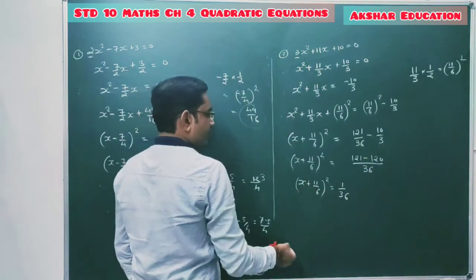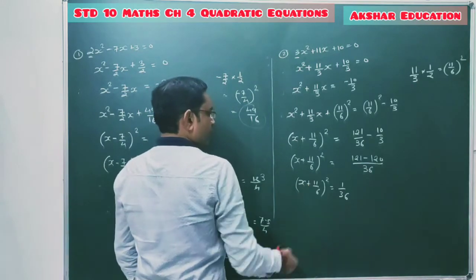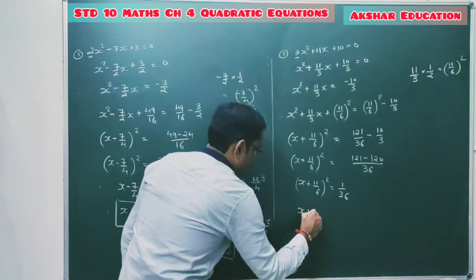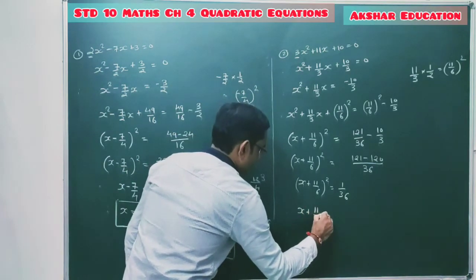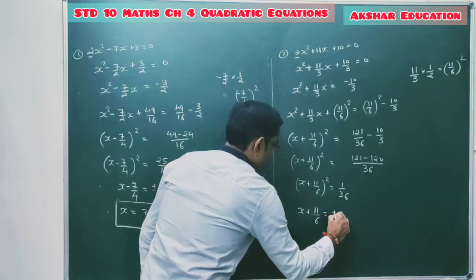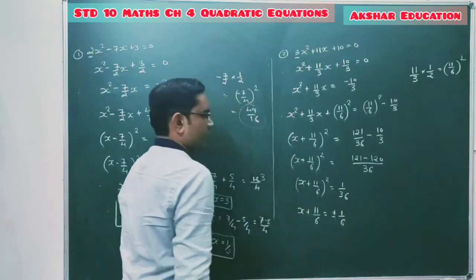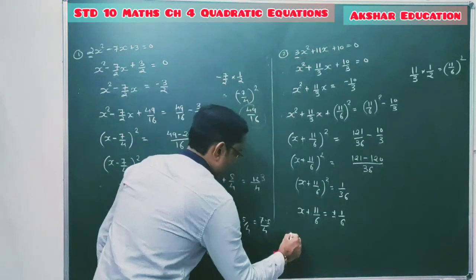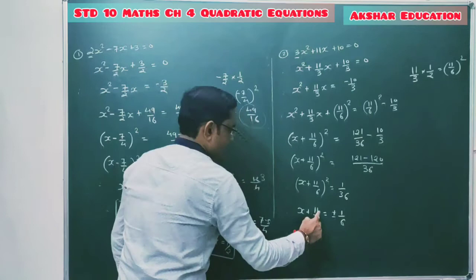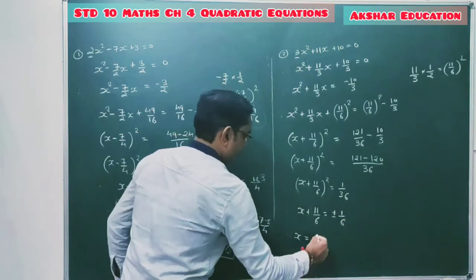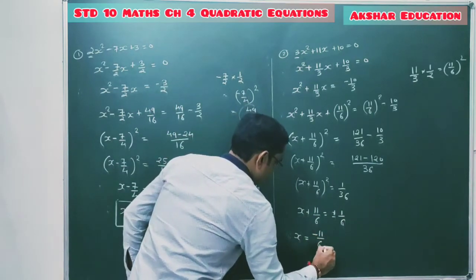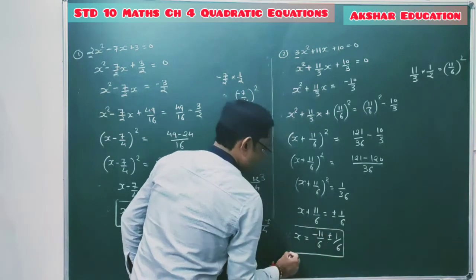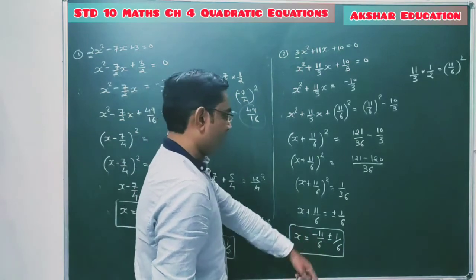Now simplify this. You have x plus 11 by 6 whole square, so you have to take the square root on both sides. Taking square root on both sides, we are getting x plus 11 by 6 equal to plus or minus 1 by 6. Square root of 1 upon 36 is 1 by 6, but it will be plus or minus. So now we get the value of x by taking this 11 by 6 to the right hand side, so it will be minus. It's minus 11 by 6 plus or minus 1 by 6. These are the two values of x.